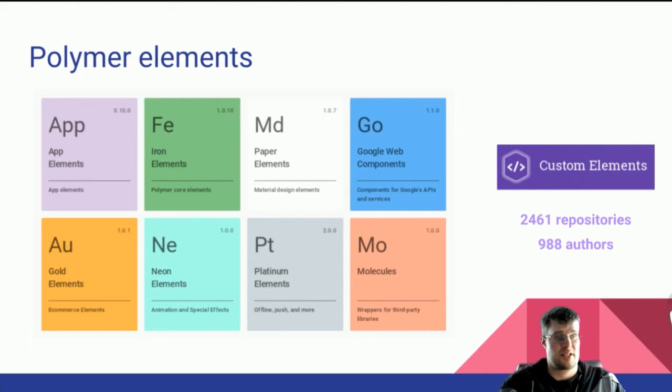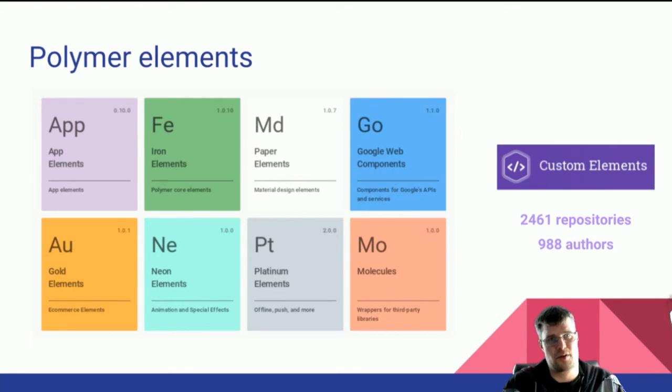And the paper elements, these are material design elements, so you can actually just add a paper input or a paper select box, and they will be designed well in the material design sense, so you get an application that looks pretty good from the beginning. And then you have the Google Web Components, and these are your usual maps and all the Google APIs, so you can use those there. You have your gold elements, and these are e-commerce, so there's your card number validation, your CVC number validation, and so on.